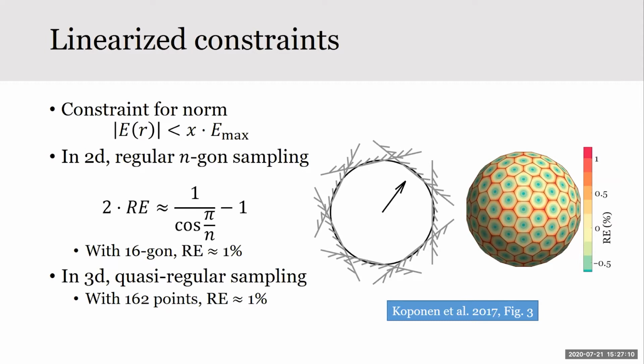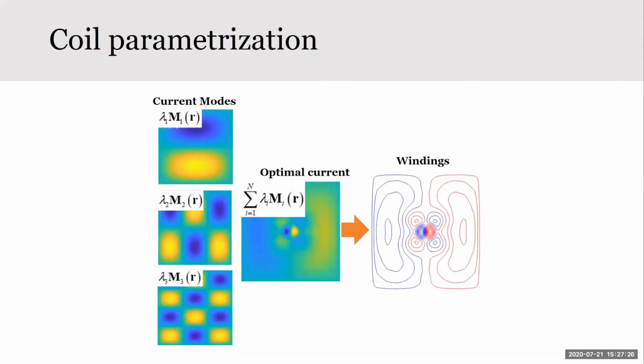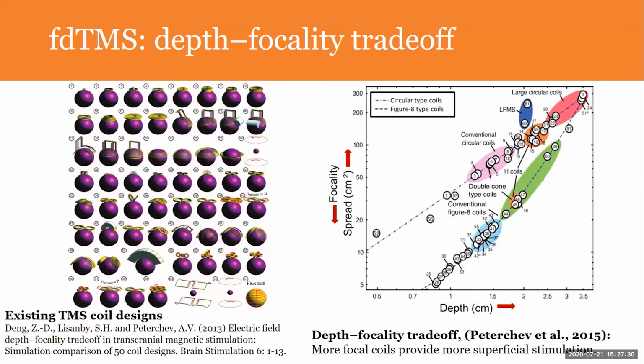And if you do it in 3D, you need 162 constraints for the 1% error. That's from one of those papers that was also mentioned earlier by Victor, at least. I can send the link if somebody wants that. And the coil parameterization for us is exactly the same. So we're just focusing on optimizing the optimization problem.